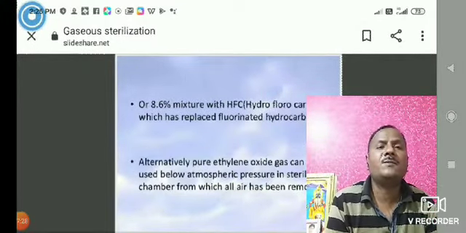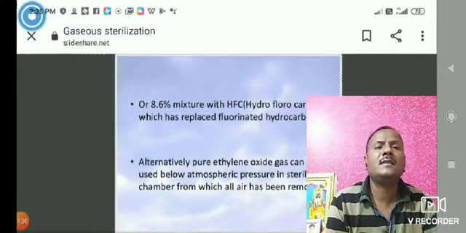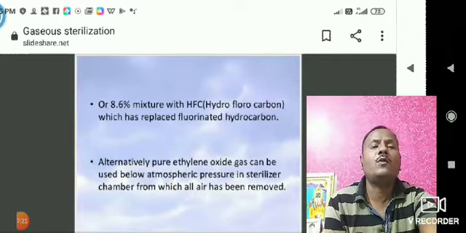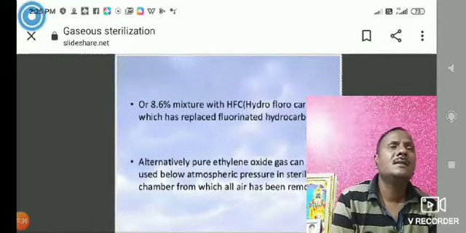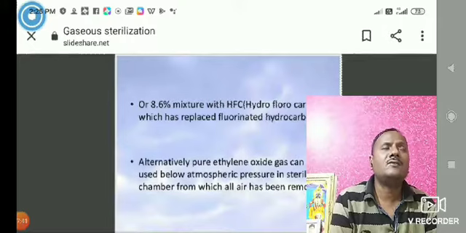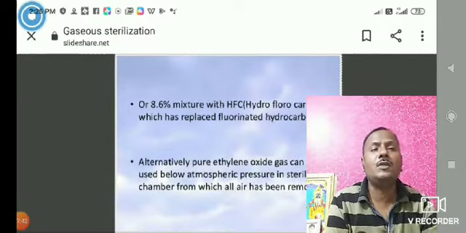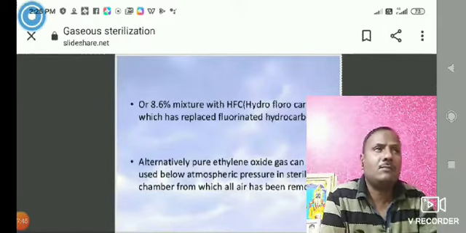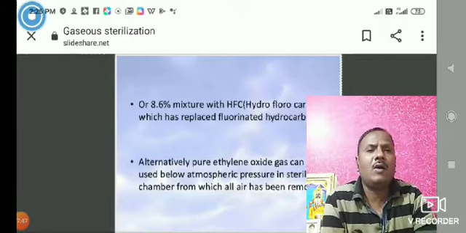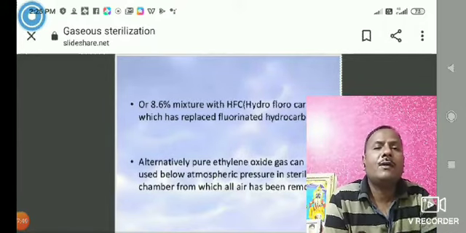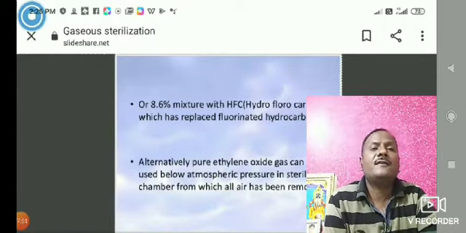Or an 8.6% mixture with HFC, that is hydrofluorocarbon, which has replaced fluorinated hydrocarbon. It means that ethylene oxide is used in combination with other compounds, one being carbon dioxide, or the hydrofluorocarbon, at 8.6%.